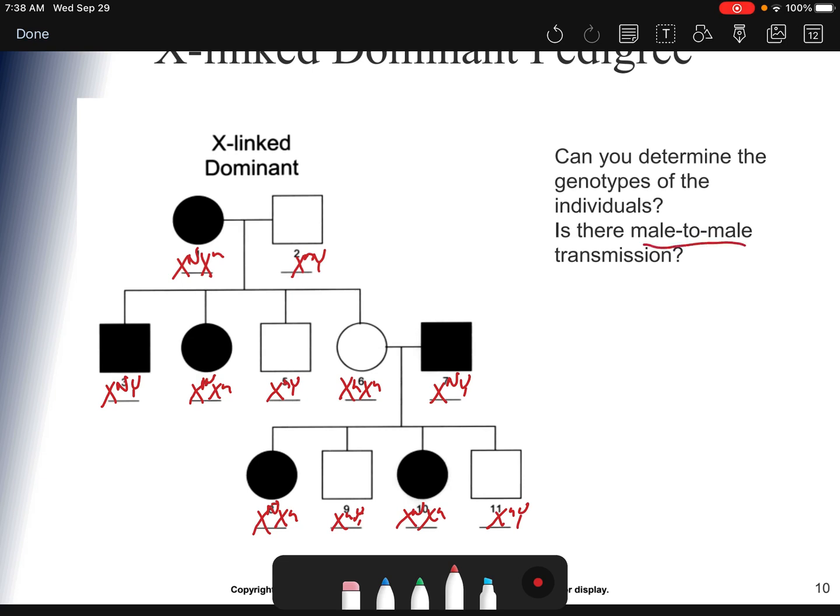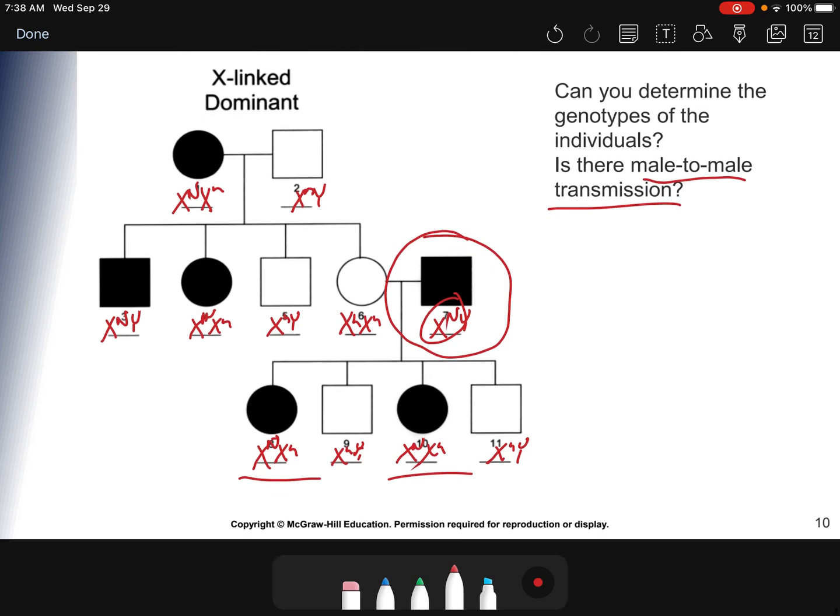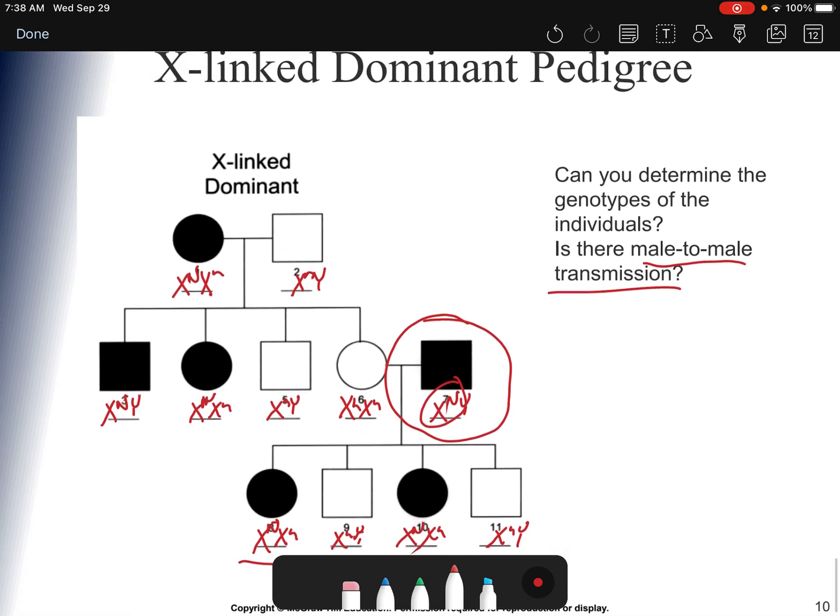Is there male to male transmission? Did dads pass it on to sons? You can see, here's the dad. Nope, only passed it on to daughters, because the only thing he can pass on is his X to his daughters. He can't pass on his X to his sons. And the mom, she passed on her X to her sons, and they all inherited the recessive allele. Therefore, they're safe.